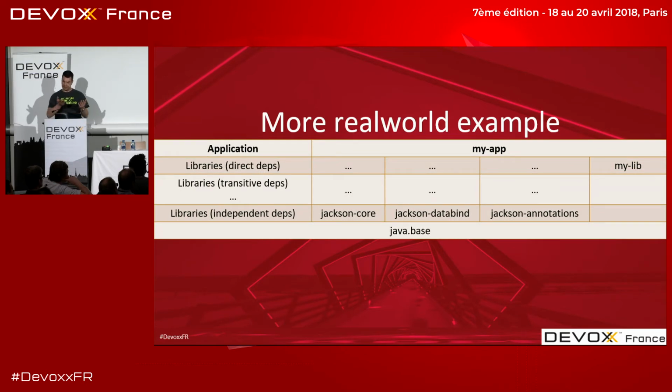So we have this application, it's called My App, and it has in its POM, of course, the direct dependencies, those libraries. But they can also have libraries, the so-called transitive libraries. And then at the bottom, you have the independent dependencies, which only use code from the JDK or the JRE itself. And this kind of thing can cause issues. So let's go for an example.